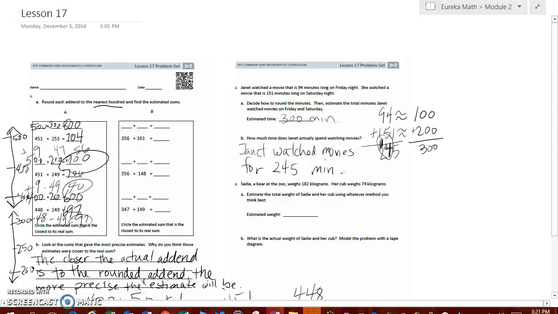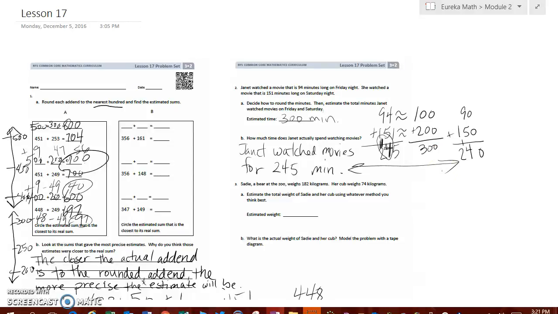Now, if I had rounded to the nearest 10, 94 would have been 90, 151 would have been 150. If I add those together, 0 plus 0 is 0, 9 plus 5 is 14, 1 plus 1 is 2. Look how close my actual is to my estimate here. So if you round to the tens place, you're going to get a much closer estimate than you will if you round to the hundreds place. You can round however you want to if the problem doesn't tell you how to round it.